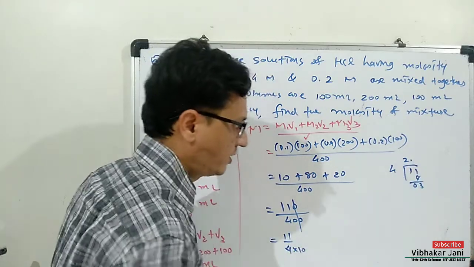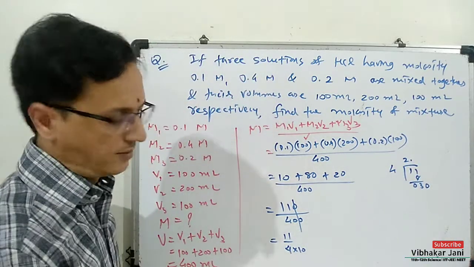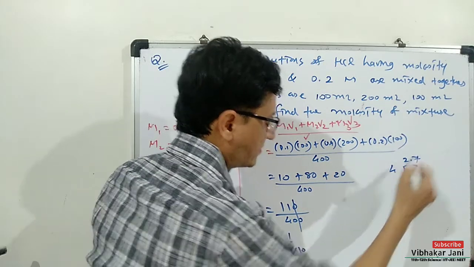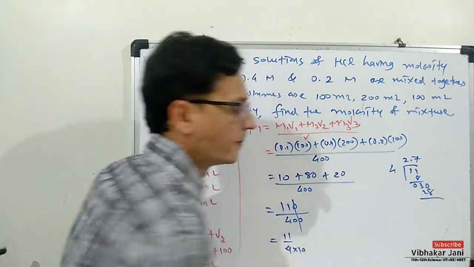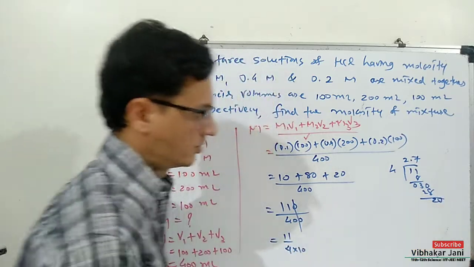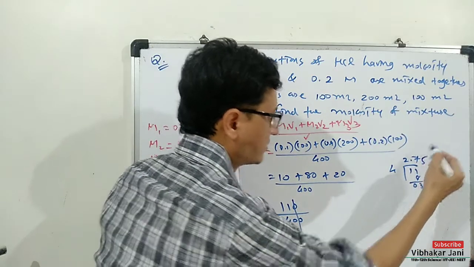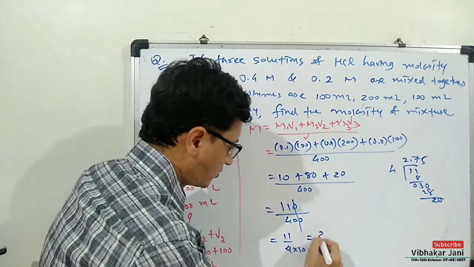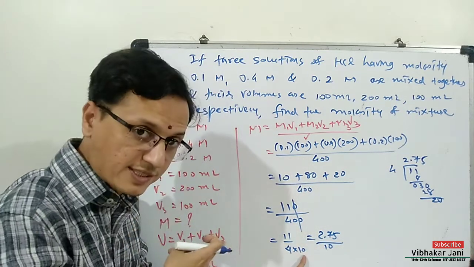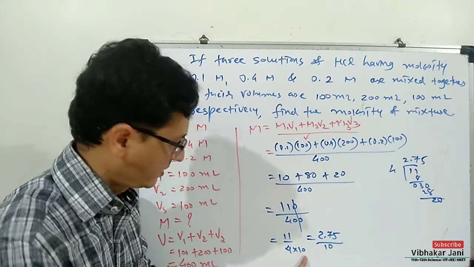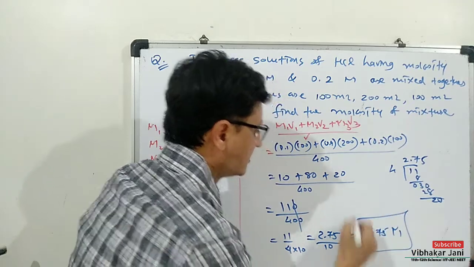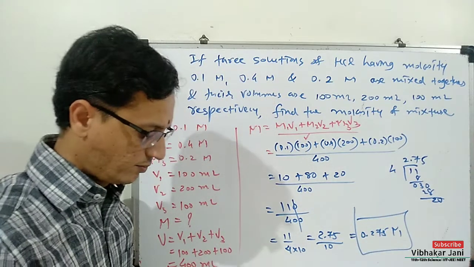Now there is a decimal point over here. It becomes 30, and 4 7 28. It will give us 2, and if we put 0 over here, then 4 5 are 20. So it will give us 2.75, but it is divided by 10. Now you have to remember this 10 is present in the denominator. So it will give us 0.275 molar. This is the molarity of our mixture.